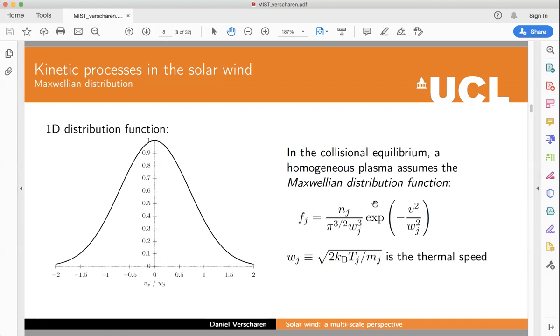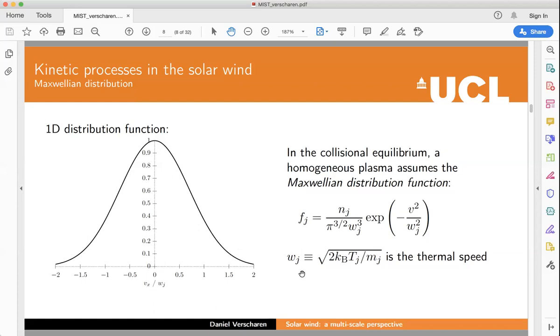So then the distribution function just looks like this. As a function of v, it's just a Gauss curve. Here it's shown on the left-hand side, and it only depends on the density of the particles that defines the height of this bell curve, and on the temperature that defines the width of this curve, and the mass of the particles, right? So this would be a 1D representation of a Maxwellian distribution, collisional equilibrium.